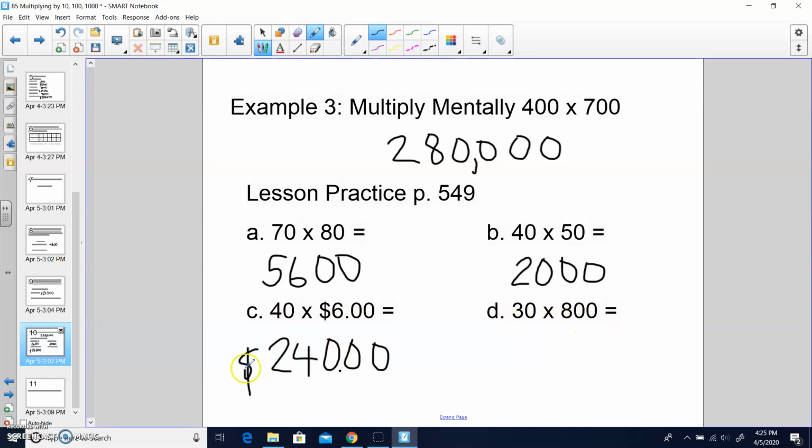D, 30 times 800. Go ahead and give it a try. Okay, think to yourself, what is 3 times 8? 3 times 8 is 24. How many zeros are in the problem? 1, 2, 3. So write 3 zeros. Again, I have quite a few digits here, so counting from the right side, 1, 2, 3. Add your comma in, 24,000.